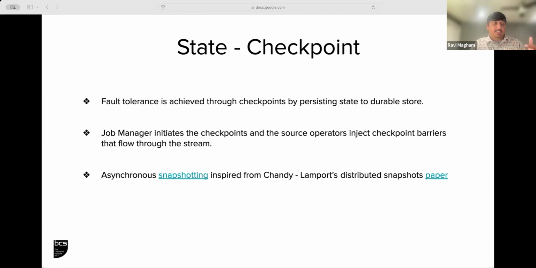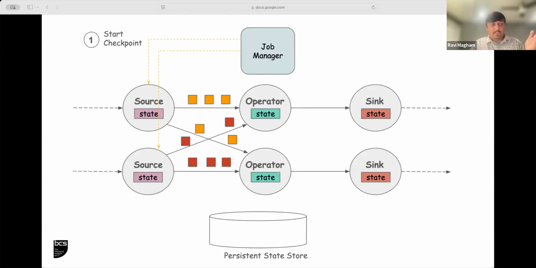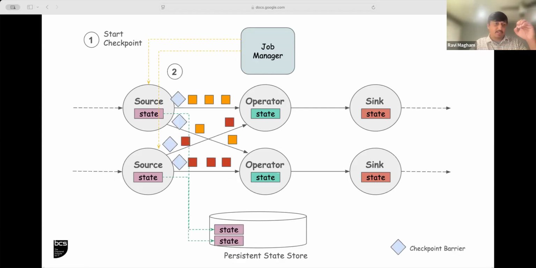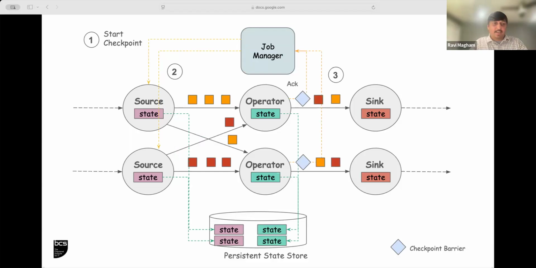So Flink has checkpointing as a mechanism. It's been inspired by the Chandy-Lamport paper of taking asynchronous snapshots. What happens is at scheduled intervals, the job manager is going to kick in a checkpoint activity, and each of your operators in the DAG takes whatever data is available at that point in time and writes it off to a persistent store, could be S3, could be HDFS.